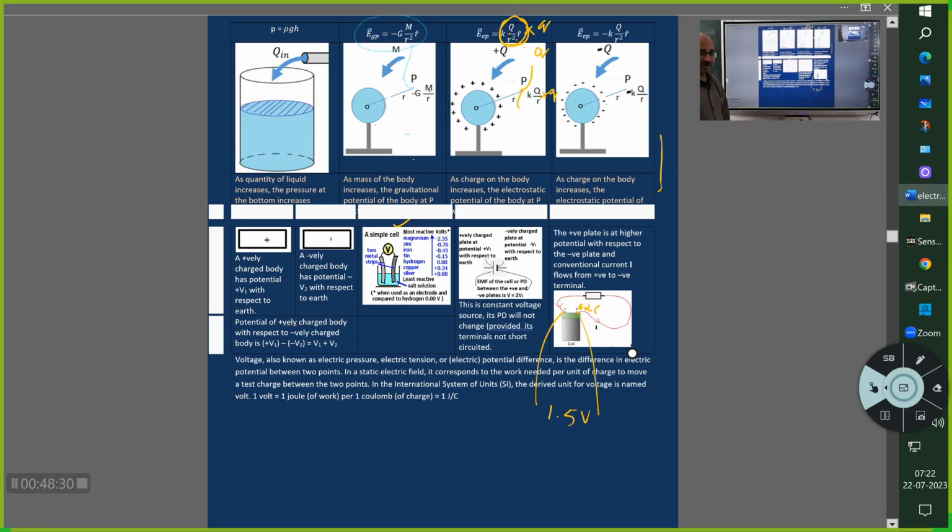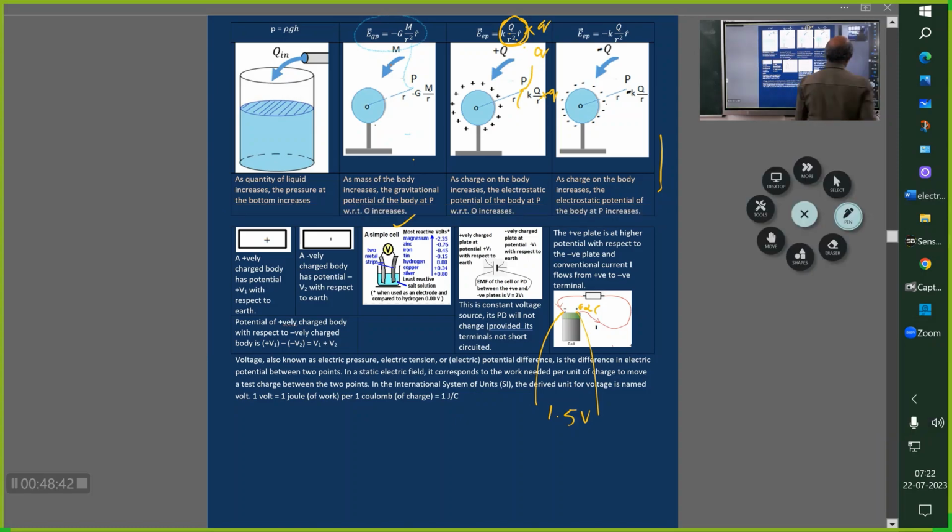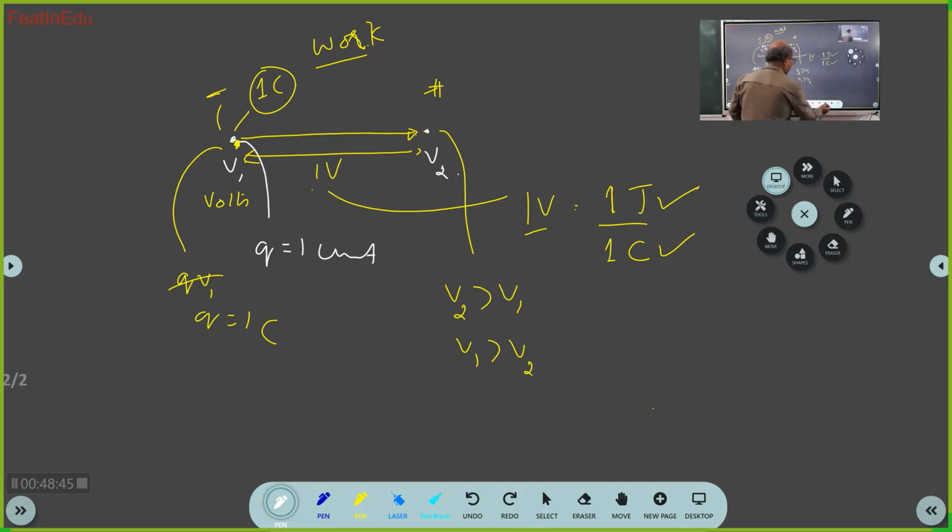So, you told that to move from lower potential to higher potential, which means that the negative terminal is at a higher potential than the positive? Good question. This is a nice question. Okay.